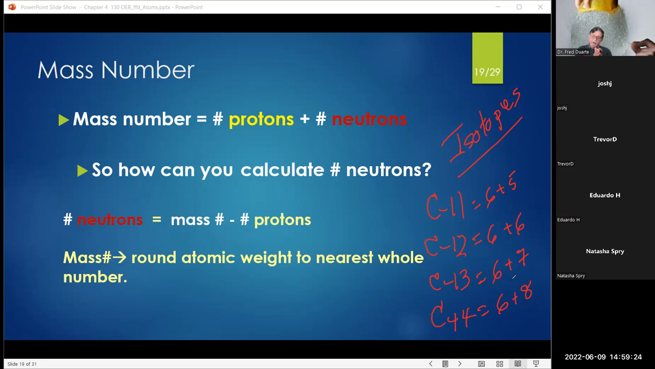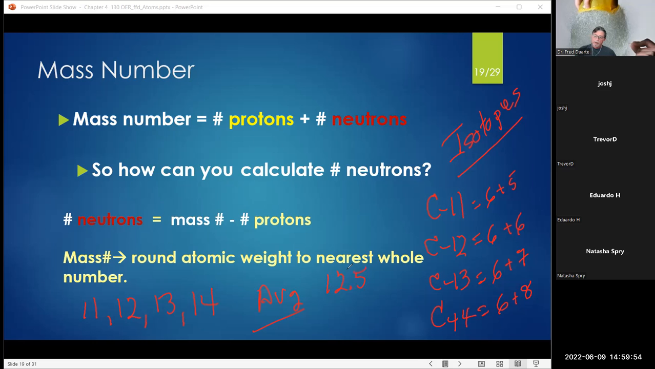Now here's the other aspect. If I were to average out the numbers 11, 12, 13, and 14, can anybody tell me what the average of those 4 numbers is? What would you think that average would be? 12.5, and that is correct, Trevor. That will be the average of 12.5.